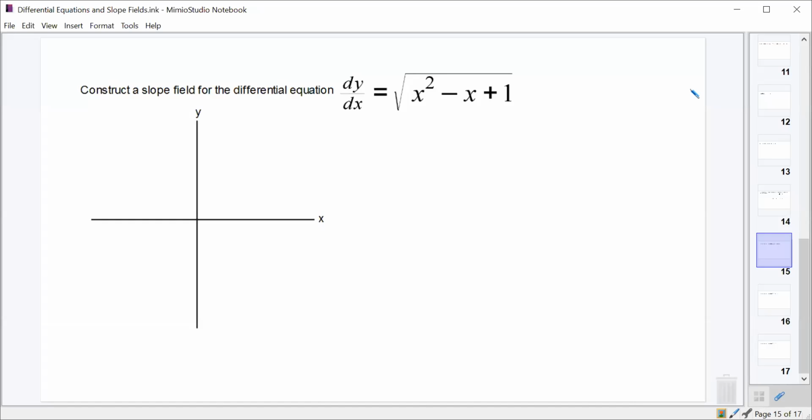I'm going to give a quick reminder here about what a slope field is. A slope field is just a bunch of little lines that represent the slope of the line tangent to y. And when we solve a differential equation, what we're looking for is the functions y that satisfy this differential equation. So the slopes of the line tangent to y are what we're sketching.